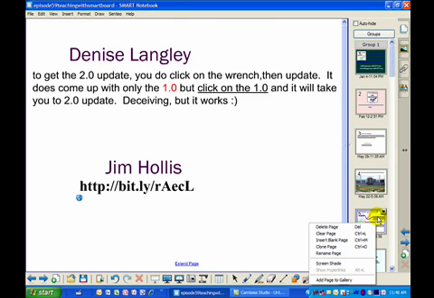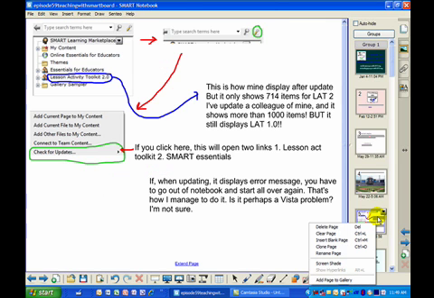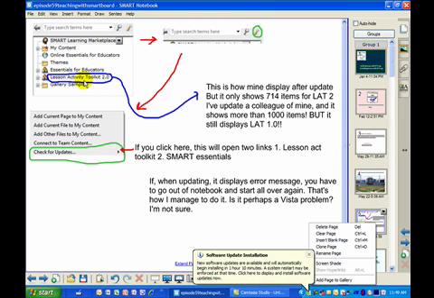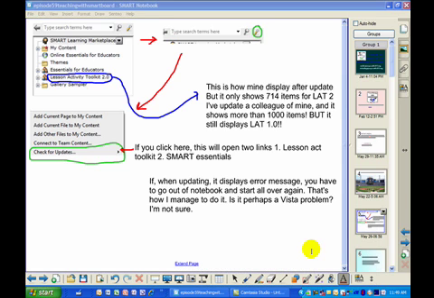Also, our friend from the UK gave us this, and he gives a little explanation of how to do it. Here's the Lesson Activity Toolkit, and you can see it's already installed on his. Peter Adams is his name.